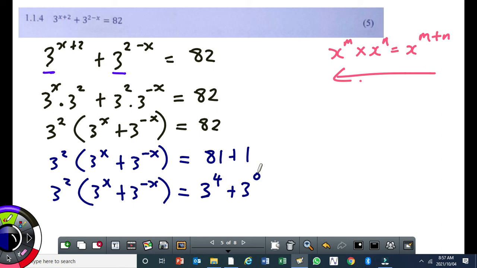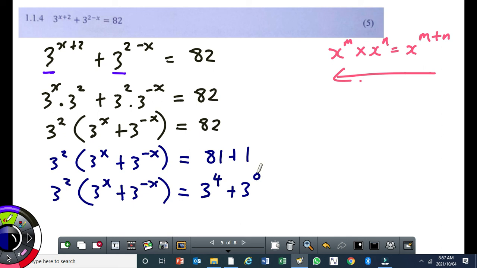Okay? So there's a bit of problem solving here. That's why it's probably a level 3 question, this one. Level 3 or 4. So this will be like a higher order question. Right? Then we divide both sides by this 3.